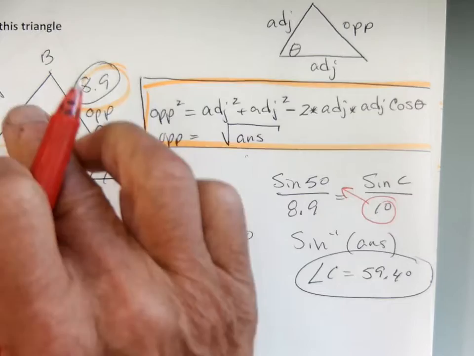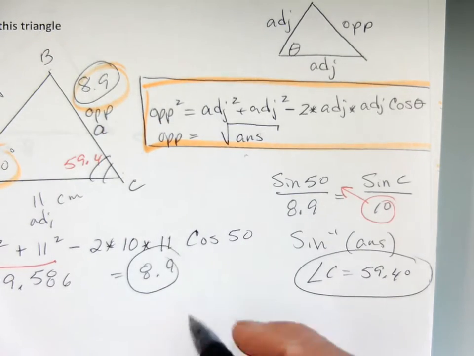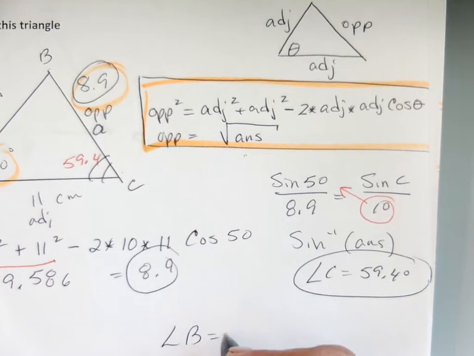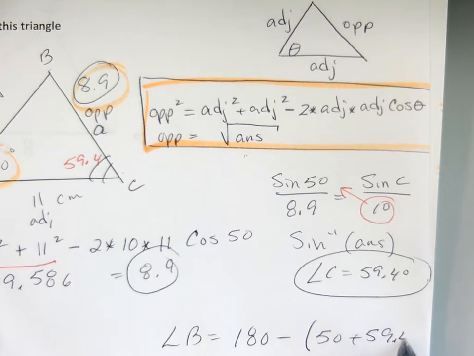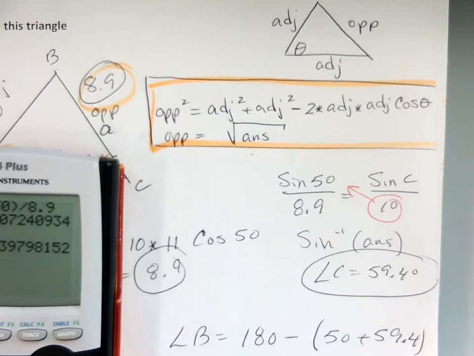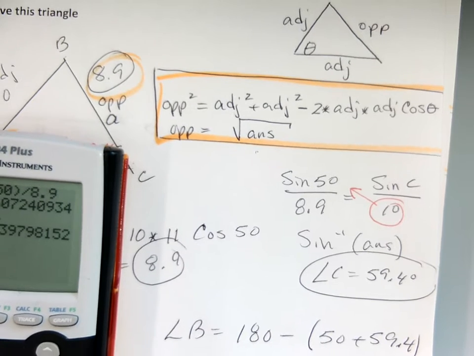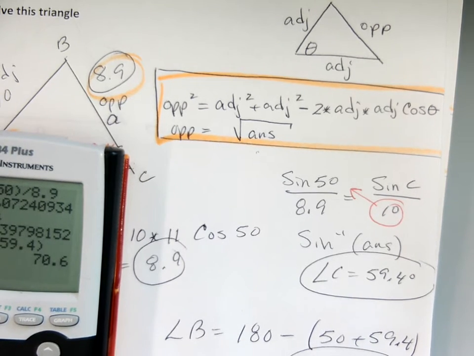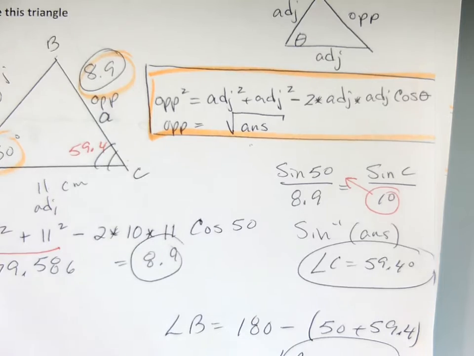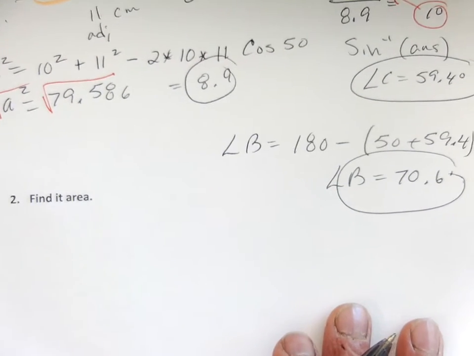So this is 59.4, and of course, finding angle B is easy from 180 degrees. Angle B is just going to be 180 minus parentheses, the sum of my two angles, 50 plus my 59.4. 180 minus parentheses, 50 plus 59.4, and I get an answer of angle B is about 70.6 degrees. Okay? Now, oh, sorry, I can't see it. Now you can. Okay, so I just found it.